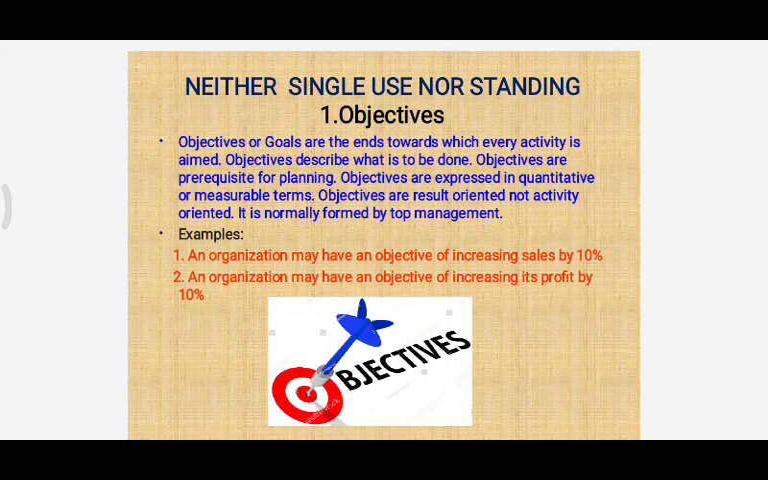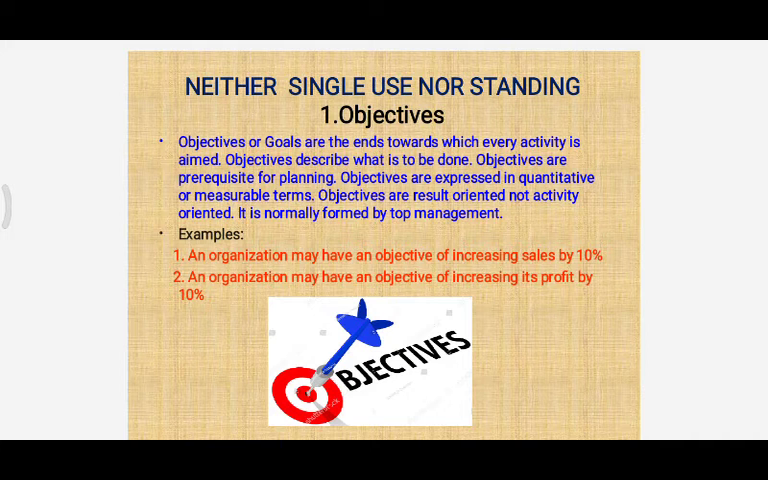First one is objective. Objectives are the goals or ends which an organization strives to achieve. All the activities of an organization will be directed towards the objectives. Objectives tell us what is to be done. They are a prerequisite, and very important for planning. Objectives should never be vague; they should always be expressed in specific and quantitative terms, or you can say, in terms of figures.